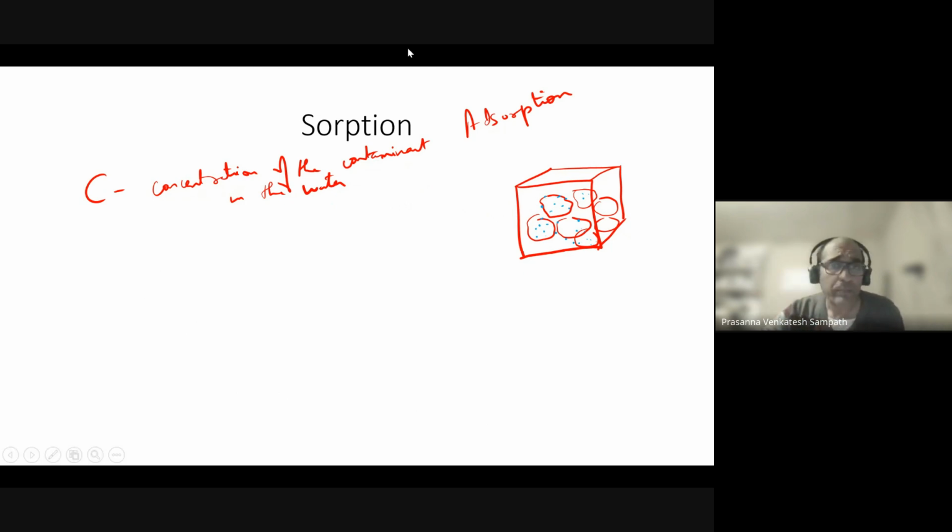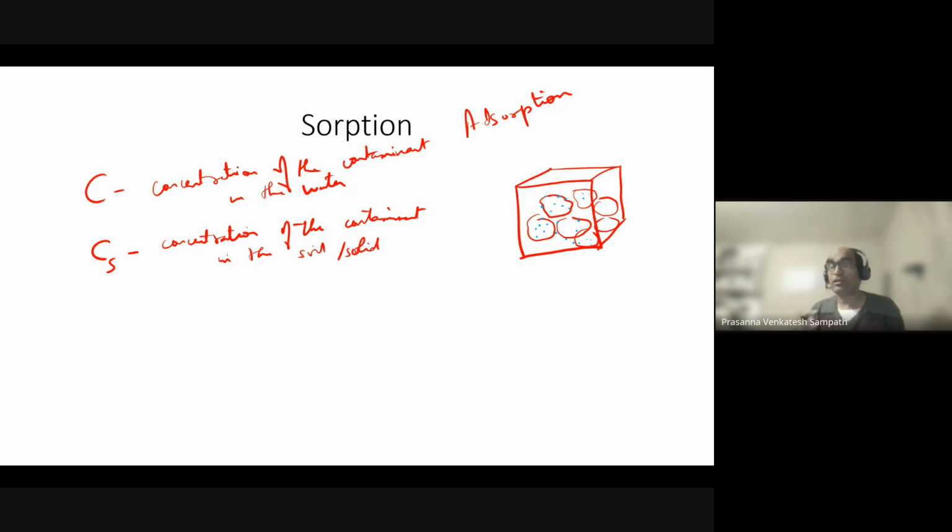So how do I express that concentration? I denote that concentration as CS, which is the concentration of the contaminant on the solid or the soil particles, right? The concentration of the contaminant in the soil or in the solid. So a portion of it is in the water, and some portion of it is present as these molecules attached to the soil surface.